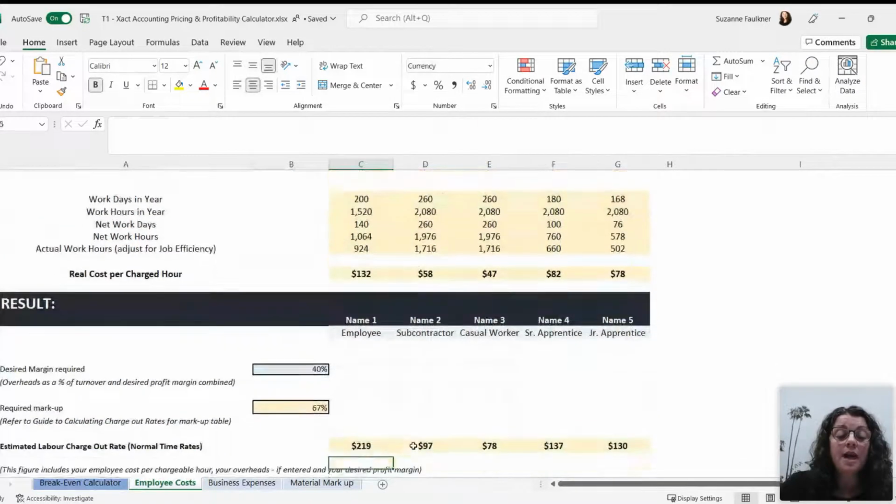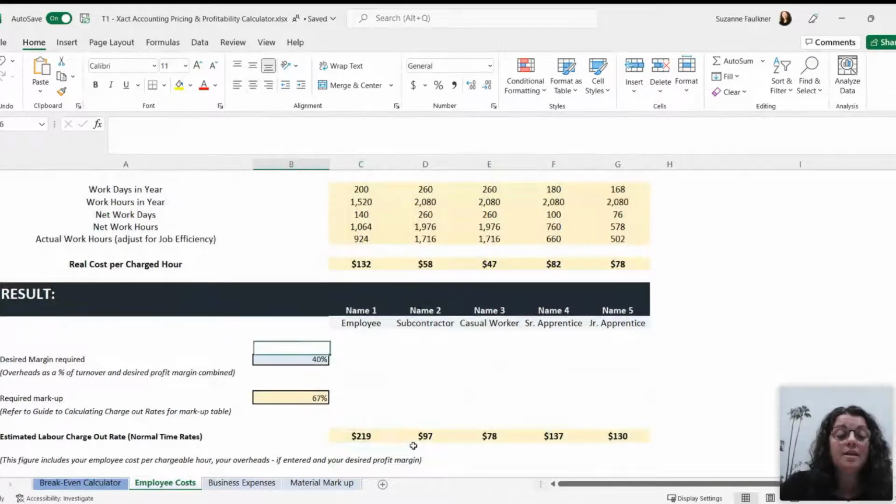So as we come on down, the next part we want to look at is what is our desired margin or markup for this employee. So we're saying desired tends to be around 40% as industry standard. So we've put our 40 in there. If you're aiming for 50, it will automatically readjust at the bottom. If you're happy to take a lower rate, again, it will adjust at the bottom. The markup will automatically calculate based on what you've put in there as your desired margin.